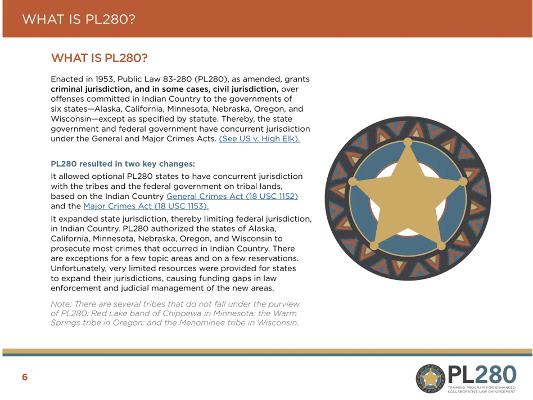PL280 authorized the states of Alaska, California, Minnesota, Nebraska, Oregon, and Wisconsin to prosecute most crimes that occurred in Indian country. There are exceptions for a few topic areas and on a few reservations, but unfortunately, very limited resources were provided for states to expand their jurisdictions, causing funding gaps in law enforcement and judicial management of the new areas. It's important to note that there are several tribes that do not fall under the purview of PL280: Red Lake Band of Chippewa in Minnesota, the Warm Springs Tribe in Oregon, and the Menominee Tribe in Wisconsin.